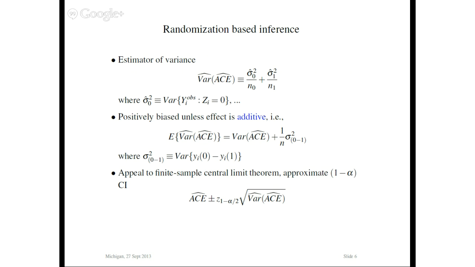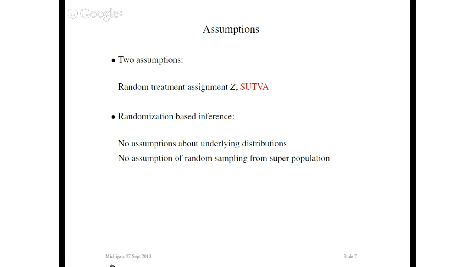And then you can appeal to finite sample central limit theorems using Hajek type conditions to justify Wald type confidence intervals using Neyman's estimators. Okay. Now what's nice about this randomization inference paradigm is we're making very few assumptions. Essentially, we've only made two assumptions so far. One was that treatment was randomly assigned. And the second assumption is this so-called SUTVA assumption, stable unit treatment value assumption. Now, this talk is about relaxing SUTVA, so I'll explain what that means in a minute.